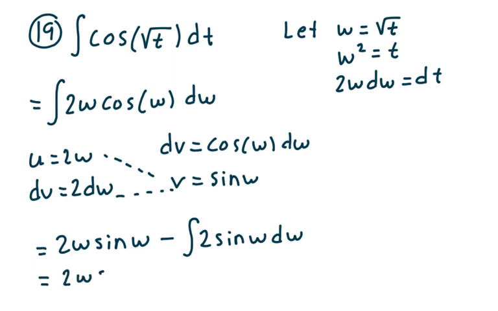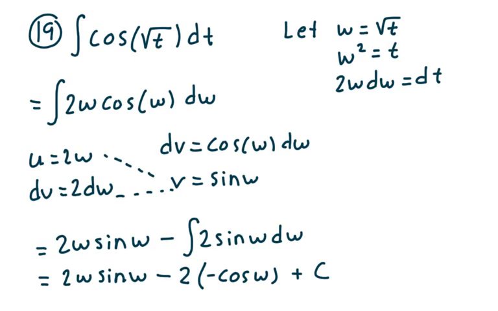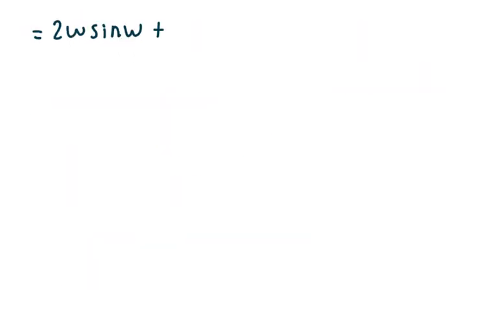And so this is 2w sine of w minus 2 times. The integral of sine of w dw is negative cosine w plus c. But a negative times a negative is a positive, right? And so this is 2w sine of w, right? That's the first part. Plus a negative times a negative is a positive. So plus 2 cosine w plus c.